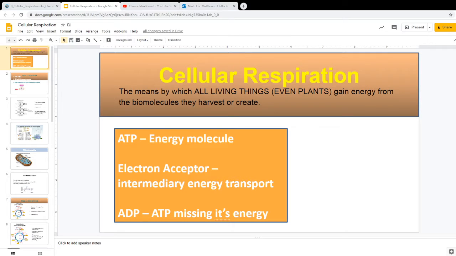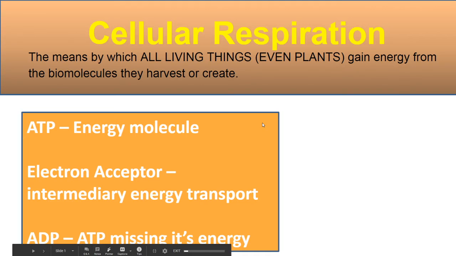Cellular respiration. All right, so remember, this is going to be how all living things extract energy from the molecules that they either create, in the case of photosynthetic plants and the rare photosynthetic organism, or more likely they harvest, as just about all heterotrophs.